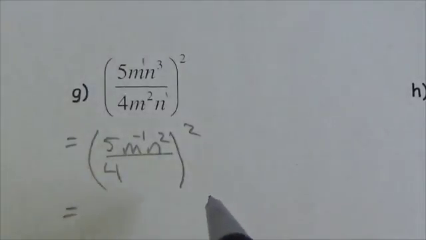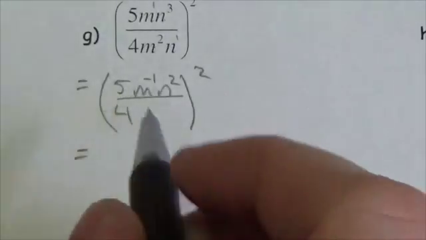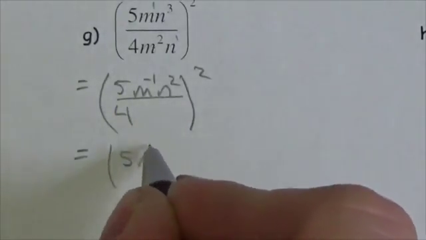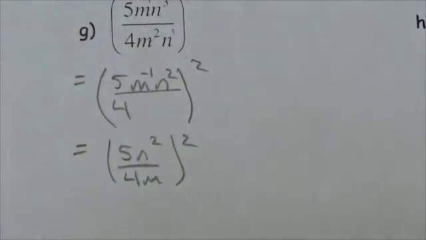Now, that m to the negative 1, I might as well deal with that right now. That's going to move into the denominator, so this will become 5n squared is all that's left up there, and I've got 4m in the denominator. And that's all going to be squared.